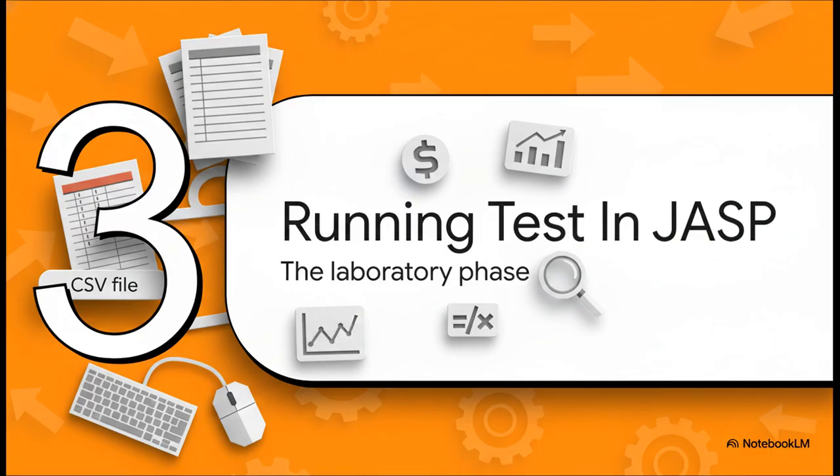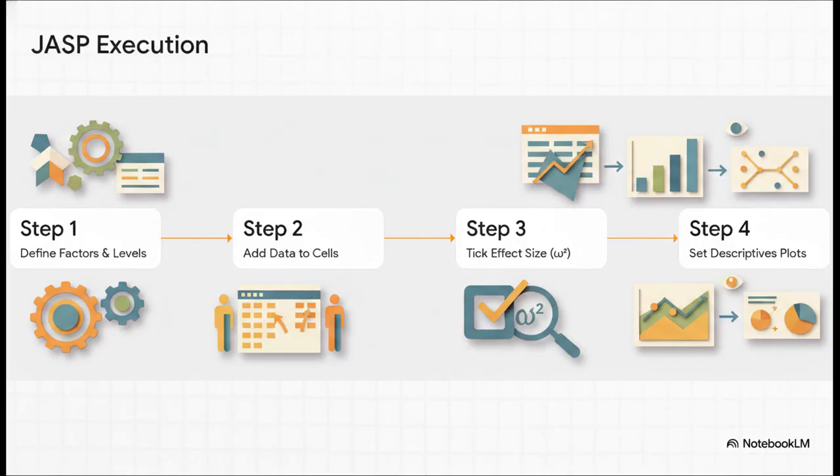Let's take our raw CSV file into the lab and see how this all comes together. Getting this going in the software is a super logical 4-step process. First, we define our factors and their levels. Second, we assign our data columns to those repeated measure cells. Third, we make sure to tick the box for the omega squared effect size. And finally, we set up our descriptives plot so we can actually eyeball what the data is up to.